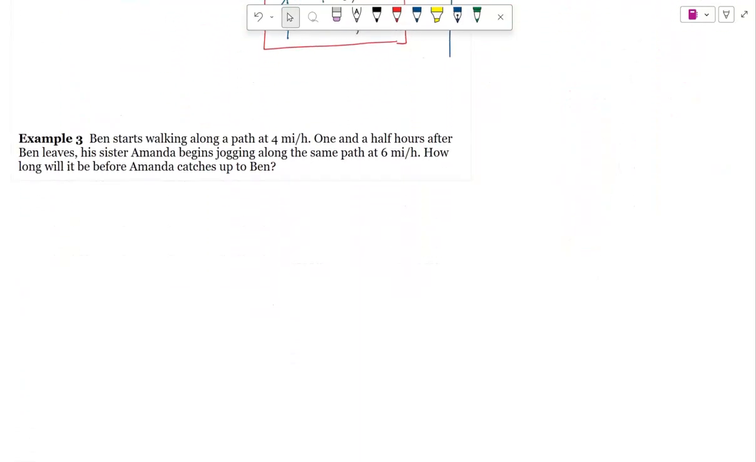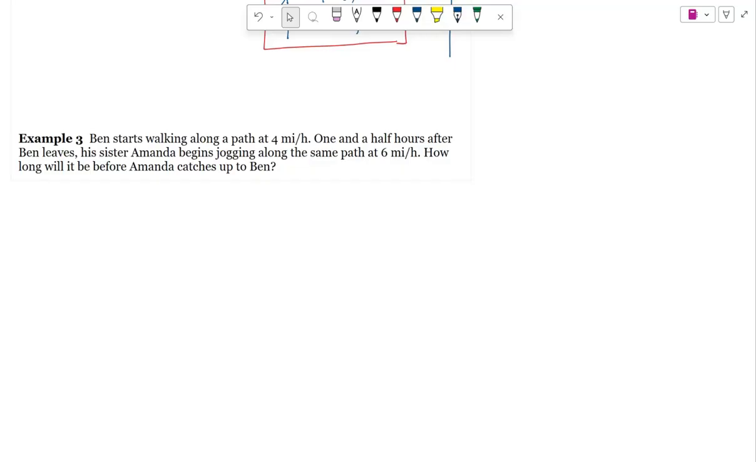All right. Example 3 is slightly different than the 2 that we just did a minute ago. In this example, Ben starts walking along a path at 4 miles per hour. 1.5 hours after Ben leaves, his sister Amanda begins jogging along the same path at 6 miles per hour. How long will it be before Amanda catches up with Ben?